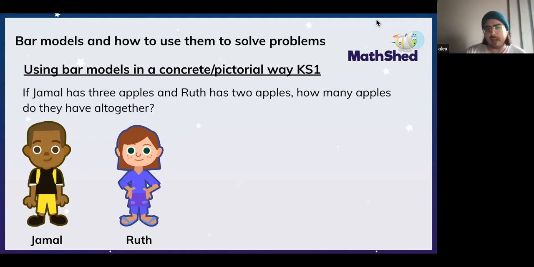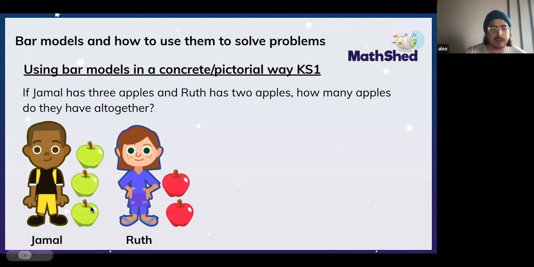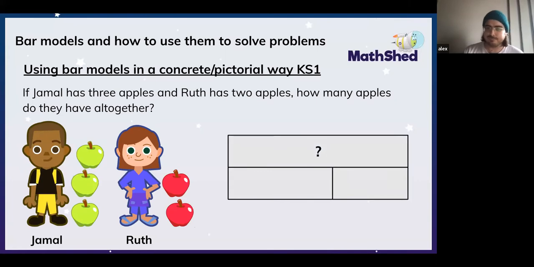So we could have 2 children in the classroom and actual physical apples. Or we could do, as I have done, and show them with representations of apples. So here you see Jamal has 3 and Ruth has 2. And then to progress towards a more abstract representation, we can begin to show the bar model. Here we don't know what the total is, so the total bar has a question mark in it initially, but we do know what 2 of the parts are worth.